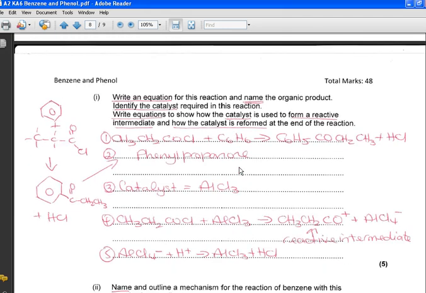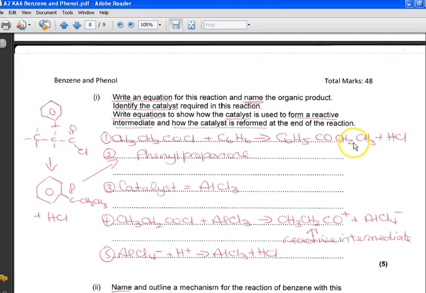So this one, 5 marks, and you make sure that you actually cover all the points that are asked for here. Write an equation. That's the first thing. I've just drawn it out here so that it makes it clear why you have to write your structural formula like this.